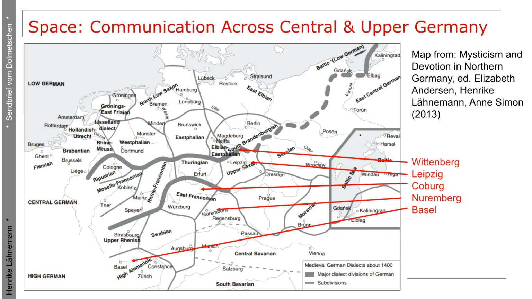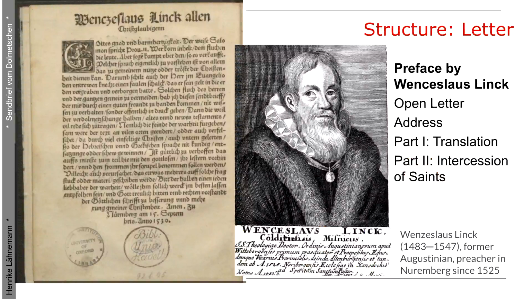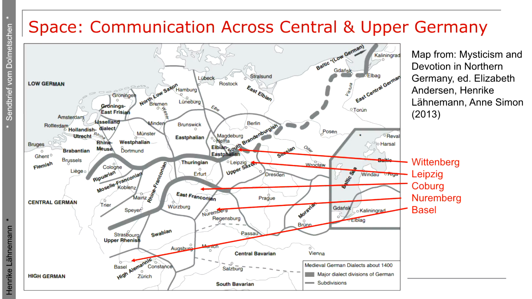Luther uses Wenceslaus Link as his kind of editor to send letters to publish it then. Nuremberg was so well connected that within a month it had been republished in Basel, in Wittenberg also, all over Germany in multiple copies.